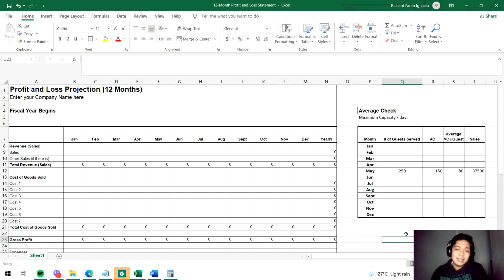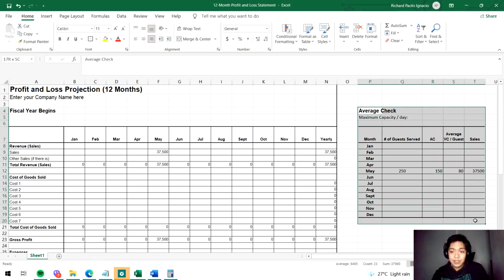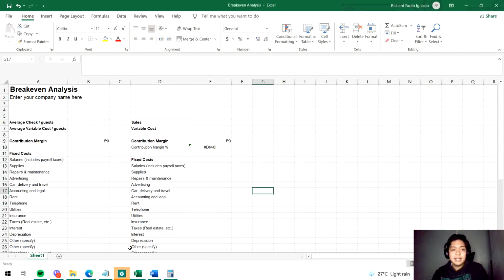Now, bakit natin kinuha ito? Aside from for us to generate sales, lagay natin dito sa month ng May. Ayan, lagay natin 37,500. So, aside from data na pwede natin ilagay dito sa profit and loss projection, pwede rin natin kasi magamit itong data na to para sa ating break-even analysis.